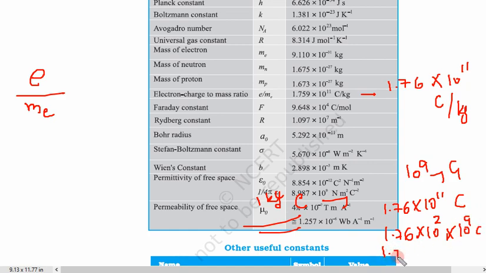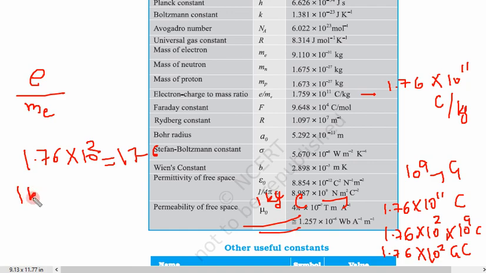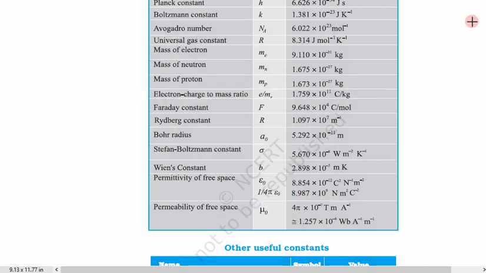So we have 1.76 into 10 to power 2 into 1 gigacoulomb, since 10 to power 9 is gigacoulomb. Again, 1.76 into 10 to power 2 is equal to 176. So what is the meaning? 1 kilogram of electrons is equal to 176 gigacoulomb. This is how we use multipliers.